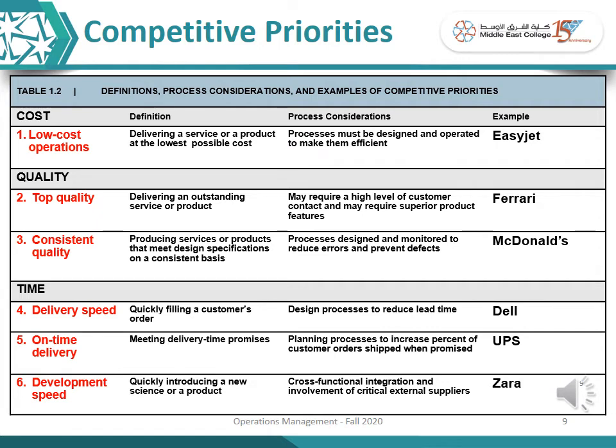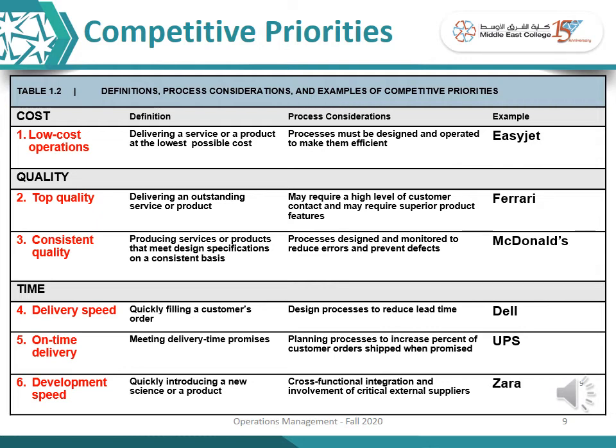An example for that is Ferrari, Rolls-Royce, a lot of other examples you can think of by yourself. Also, consistent quality. Consistent quality means producing services or products that meet design specifications on a consistent basis, so that all the products have the same quality. Quality is the same, quality is fixed, there is no difference between one product and another. All the production is the same.